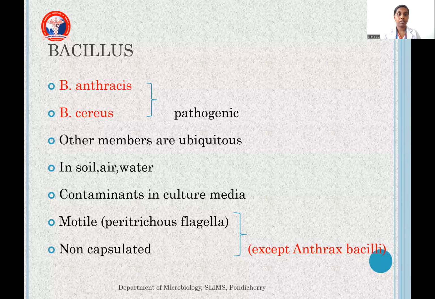The genus Bacillus contains species which are pathogenic as well as non-pathogenic. The two species which are pathogenic are Bacillus anthracis and Bacillus cereus. Other members are found in the environment, in the soil, air, water, etc. They are also seen as contaminants in the culture media. Except the anthrax bacilli, all the other Bacillus are motile with peritrichous flagella and are non-capsulated. Bacillus anthracis is non-motile, but it is capsulated.